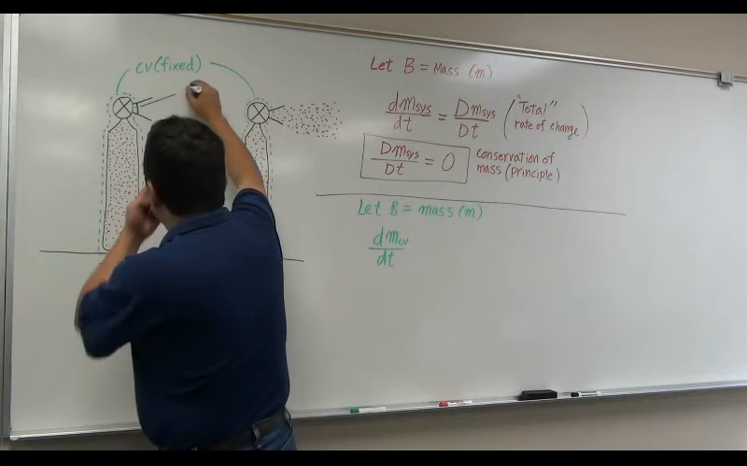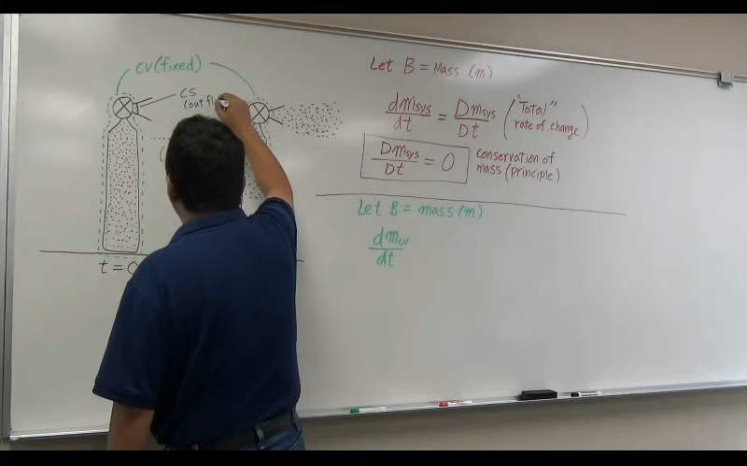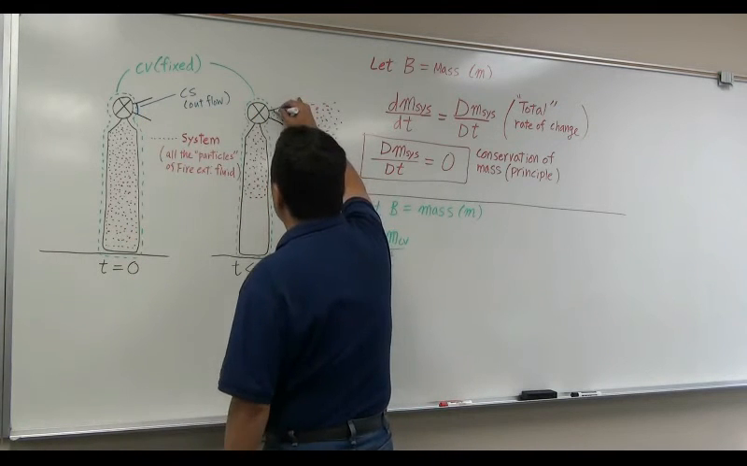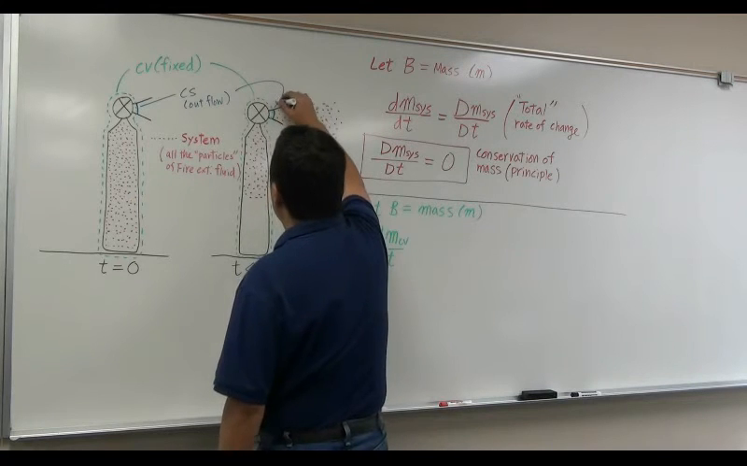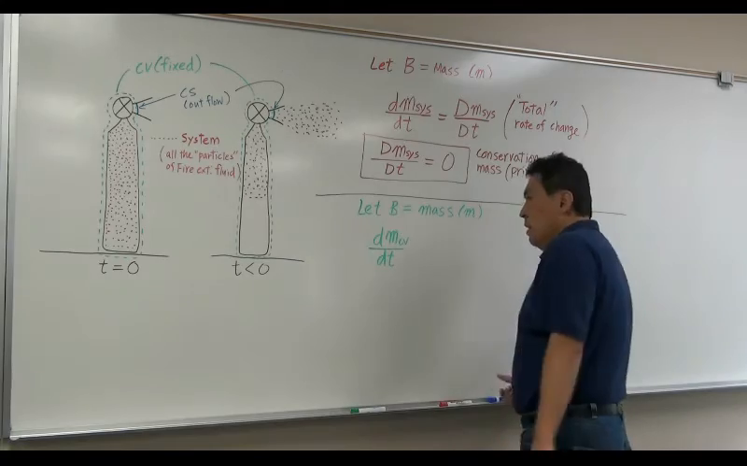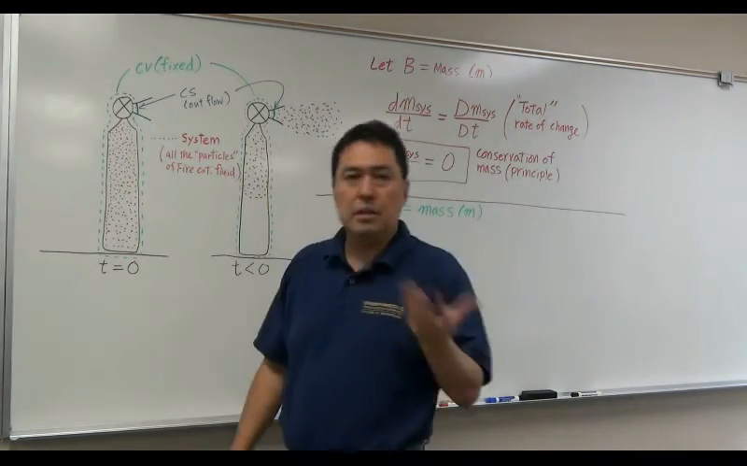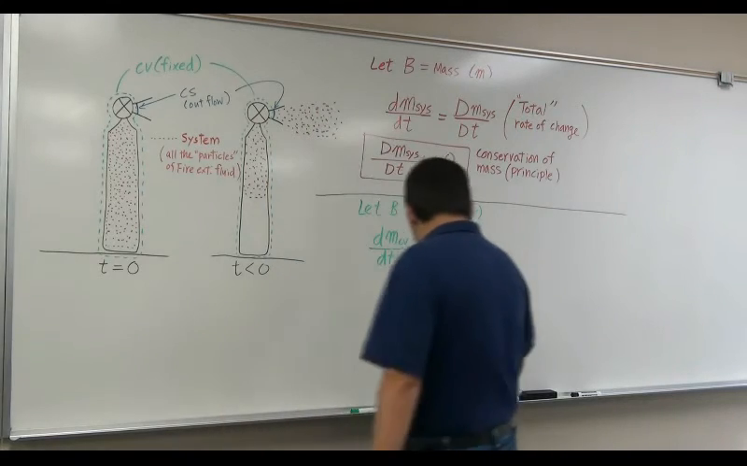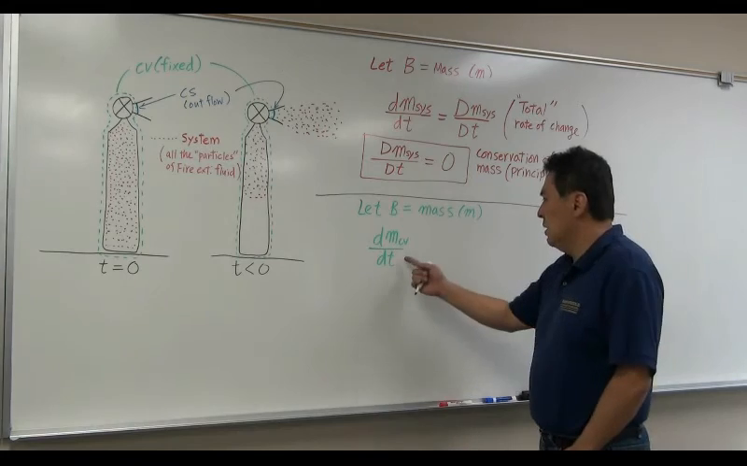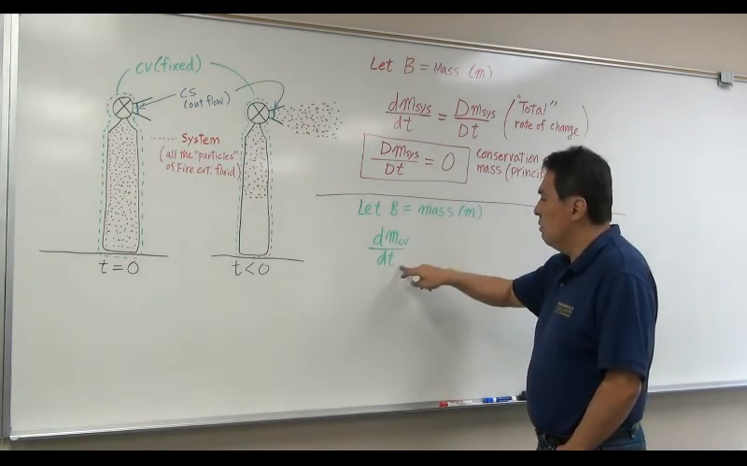This is the control surface outflow. So across this surface, something flows out. Control surface outflow. Everywhere else is fixed control surface which has nothing flowing across. Okay. So let's take a look at dm_CV/dt. This is essentially how much mass changes within the control volume over time.